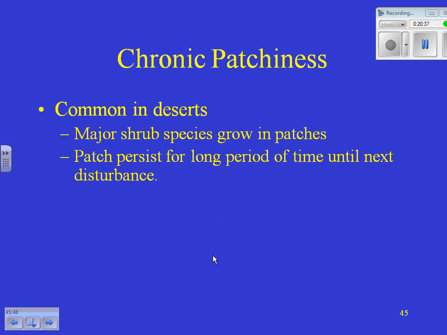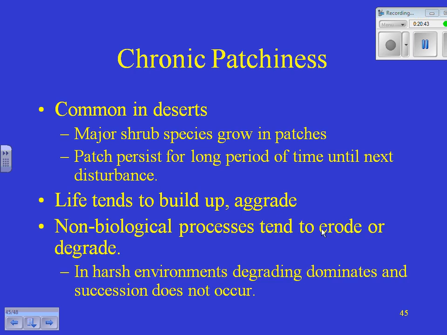Chronic patchiness. I mentioned this a couple of times. It's common in desert where major shrub species grow in patches. The patch persists for a long period of time until the next disturbance. And as life tends to build up, they tend to aggregate. And the non-biological processes tend to erode or degrade.